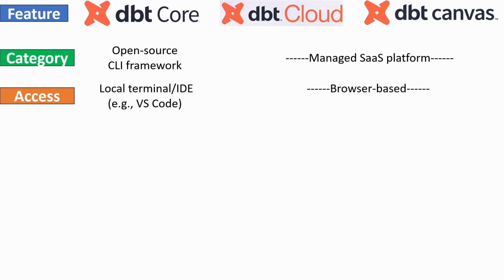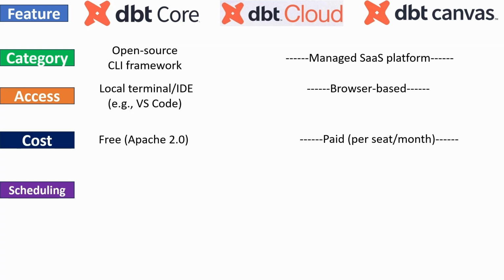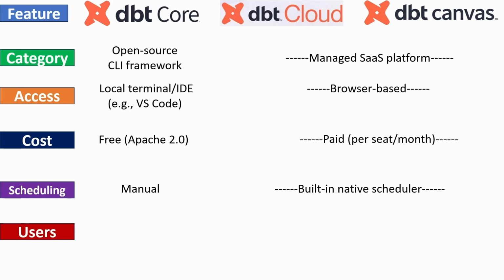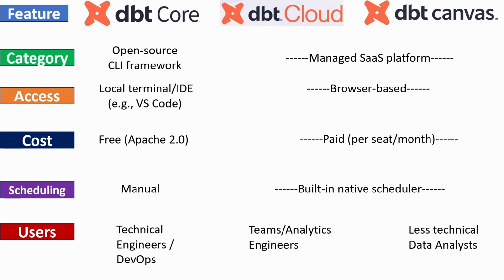If we talk about scheduling in DBT Core, you need to take care of scheduling, guys. You need to manually schedule using Airflow or any other tools, but in DBT Cloud and DBT Canvas, you have built-in native schedulers to keep you going. We talk about target users. DBT Core and DBT Cloud both are more for the engineers who really want to do the coding part, and DBT Canvas is for that person who is less technical and who just wants to get his work done by dragging and dropping.